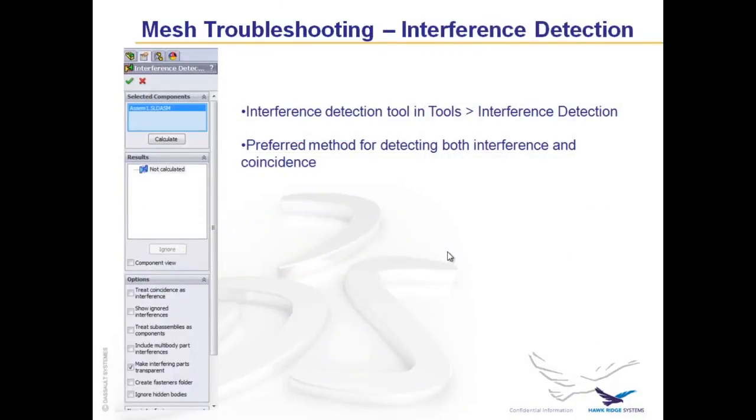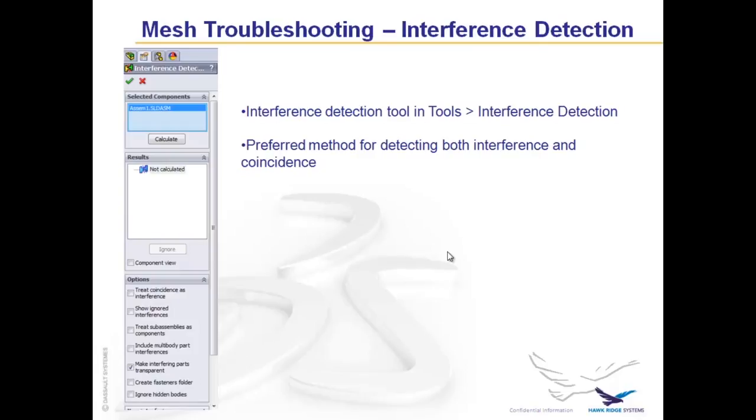Now, some of the tools that I use when troubleshooting not just meshes, but the solver as well, as you'll see a little later, is interference detection. This tool is actually not in the simulation tool set. It's in the assembly tool set, so anybody, even if you don't have Simulation, can use interference detection. It can be found in the Tools menu under Interference Detection. Also, if you have an assembly open, you can go to the CommandManager, go to the Evaluate tab, and there's a button there for interference detection.